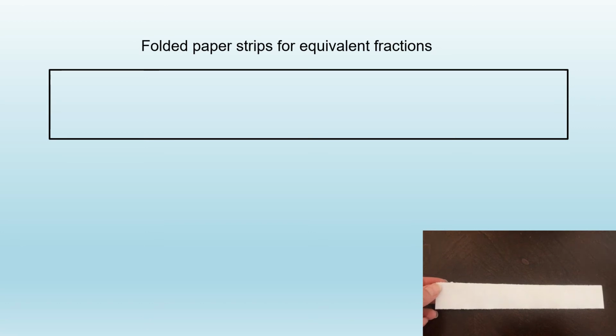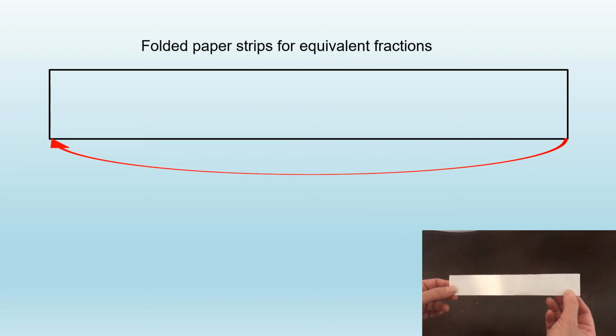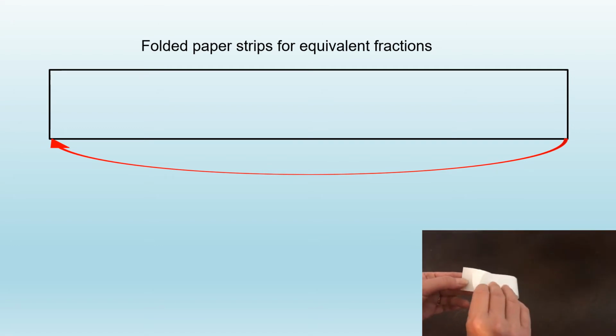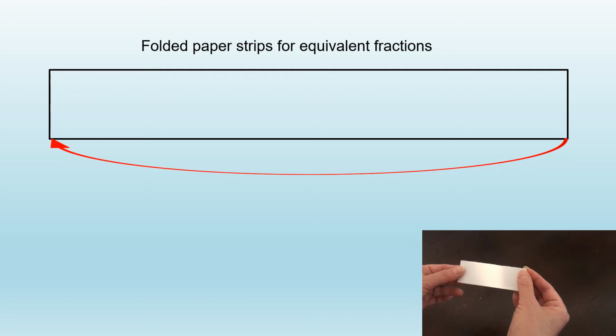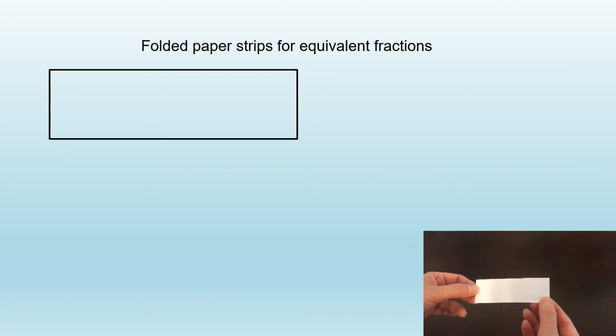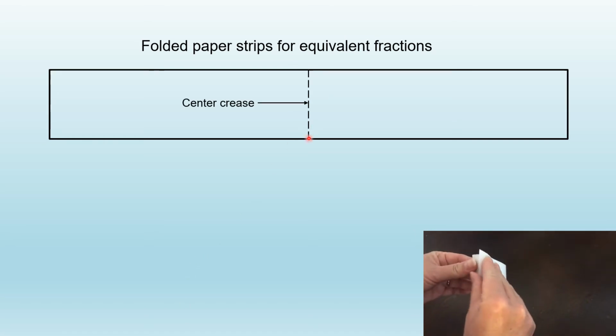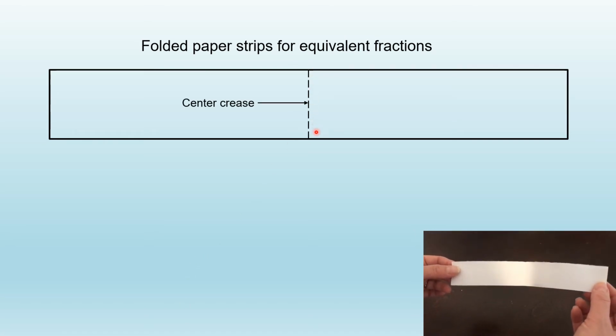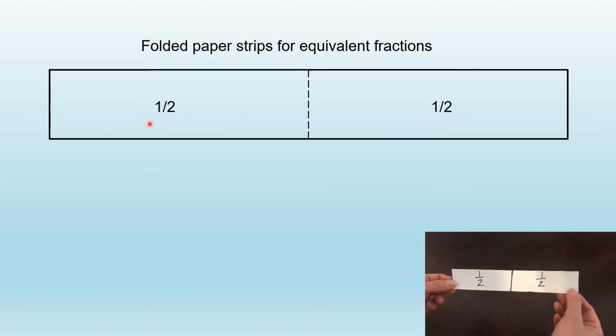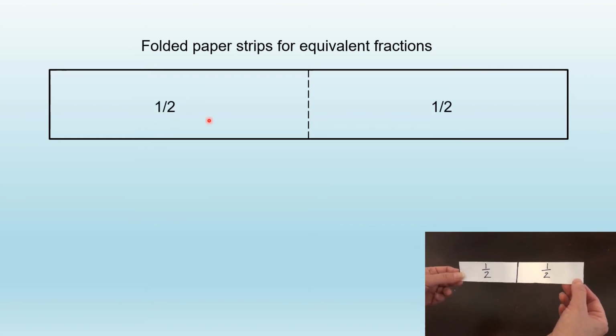Now we're going to fold some paper strips for equivalent fractions that you can use as quick references. For the first one, you're going to fold the right end to the left end, just like the arrow shows. This is what your paper will look like. When you reopen it, you will see this crease in the center. Next, you'll write 1/2 on this side and 1/2 on this side. Those will be quick references for you.